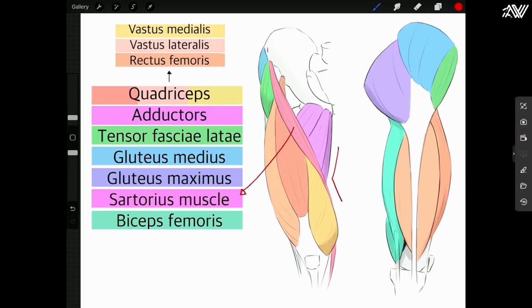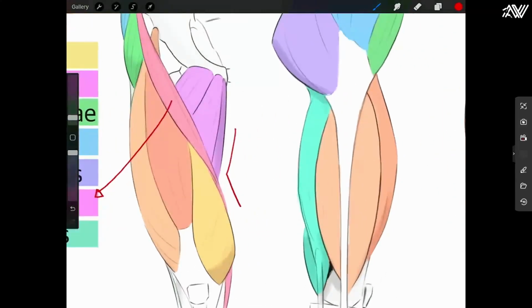It almost separates the quadriceps, and the vastus medialis more specifically, from the adductors, and that's what will give it, when we mannequinize the leg, even more of this kind of beanie shape when we draw the leg, right?